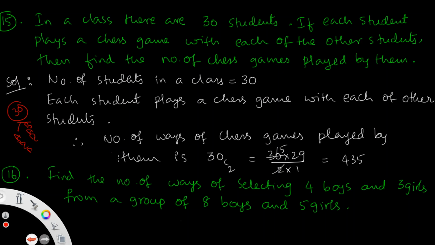Therefore, the number of chess games played by them: out of 30, you are selecting any 2 persons. So that can be done in 30C2, which is 435 ways. This is question number 15.